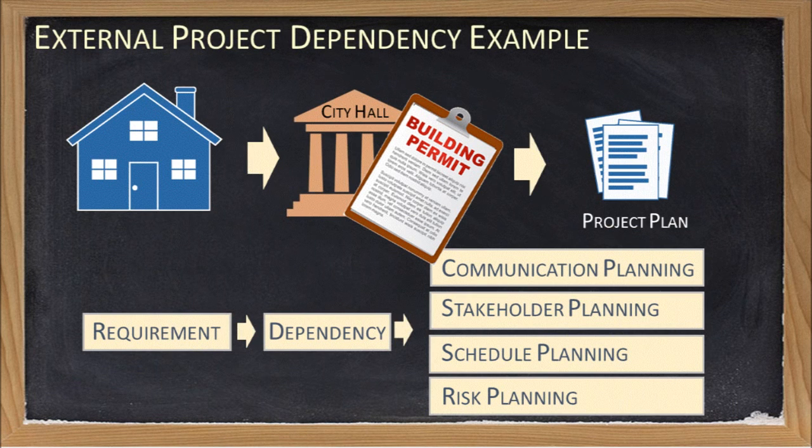Let's look at an example. Suppose you are running a project to build a house. Before construction can begin, you need a building permit approved by the city. You have no control over this approval process. This would be an example of an external dependency, and being aware of this dependency allows you to incorporate it into the overall project plan by accounting for the dependency within your communication and stakeholder planning, as well as your schedule and risk planning.